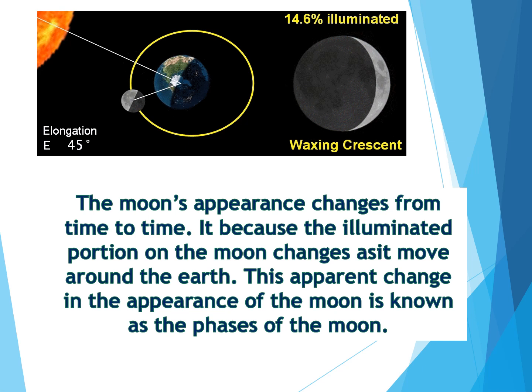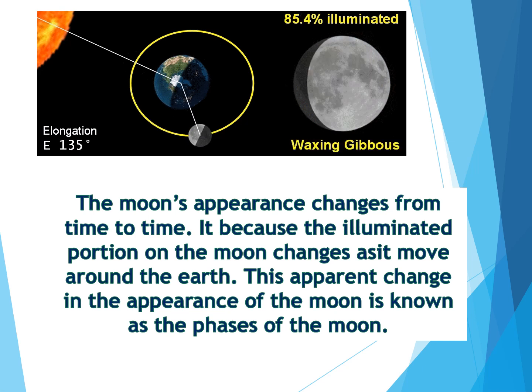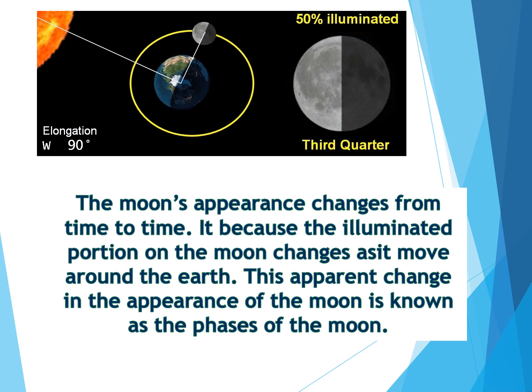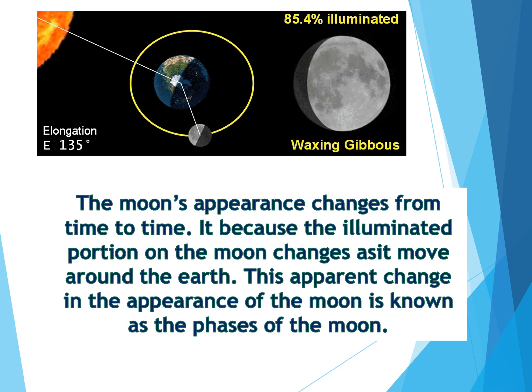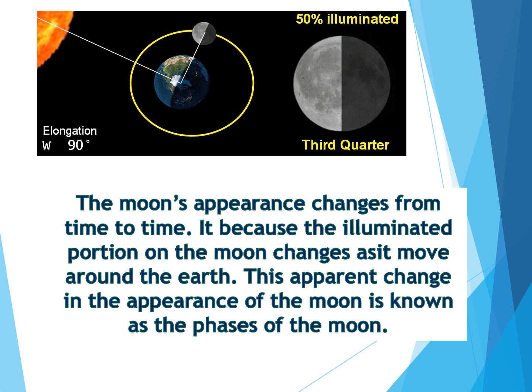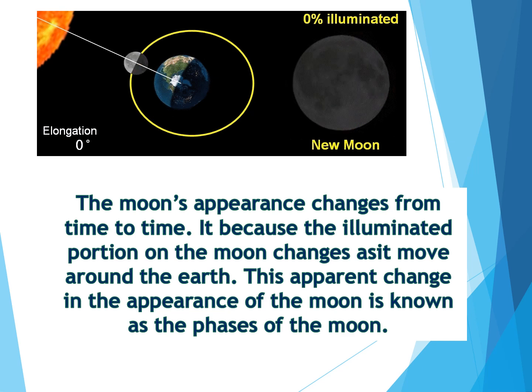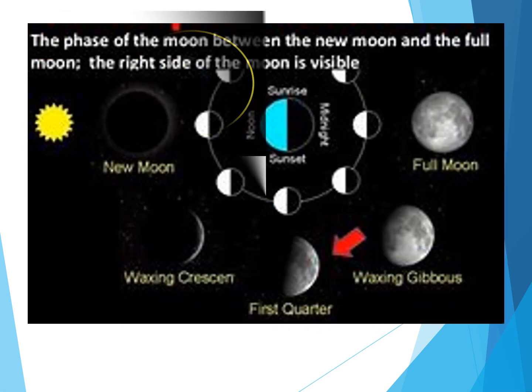The moon's appearance changes from time to time. It's because the illuminated portion of the moon changes as it moves around the Earth. This apparent change in the appearance of the moon is known as the phases of the moon. So this is an illustration of the phase of the moon between the new moon and the full moon. The right side of the moon is visible.